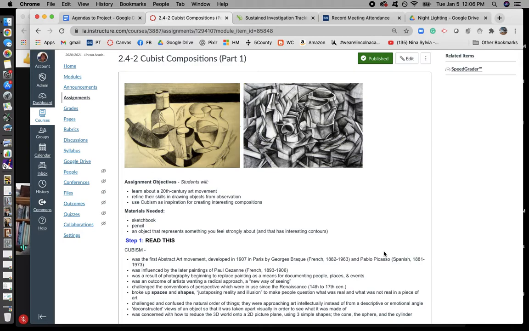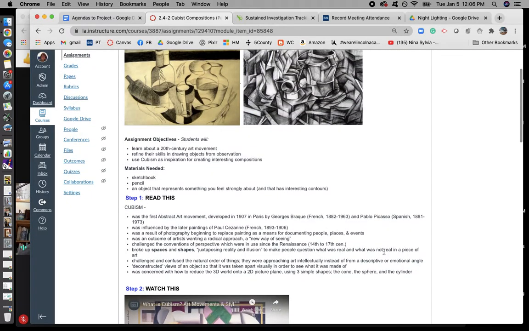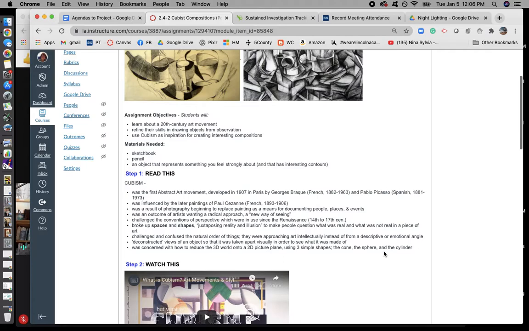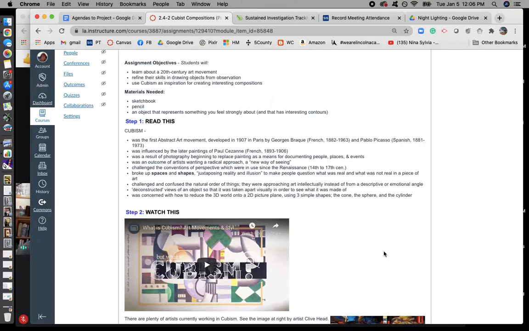Start a Cubist assignment, and you've probably all seen Cubist type pieces of art. We're obviously not going to do a pure reproduction of something. We're going to modify it a bit. It is a 20th century art movement. I'm going to talk to you a little bit about what it was all about, and you'll get a chance to do a little bit more drawing from observation, but basically using Cubism as an inspiration for creating really interesting compositions.